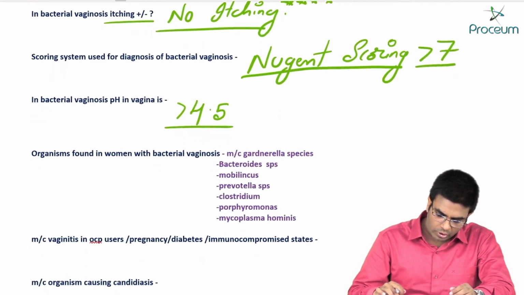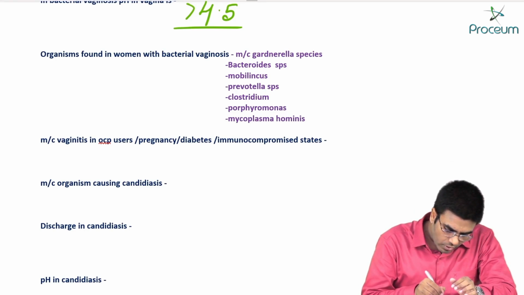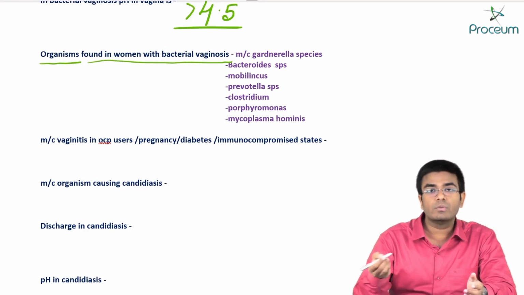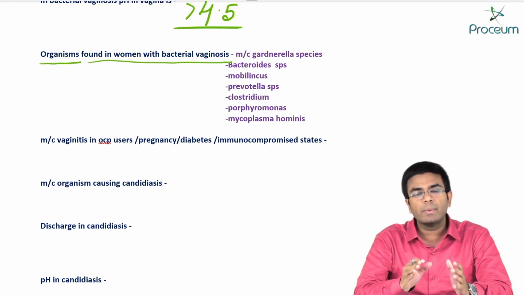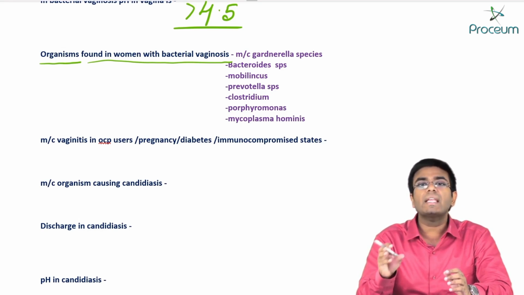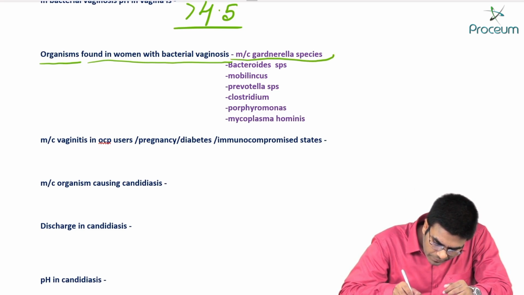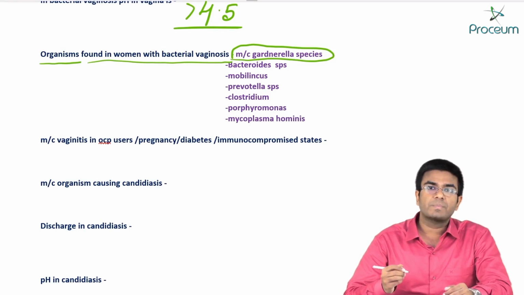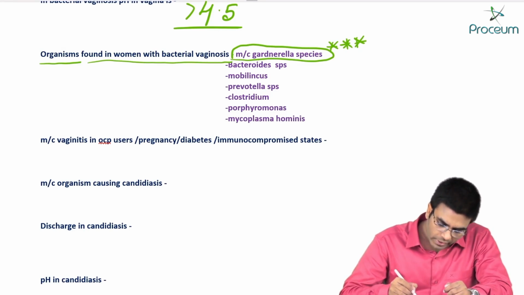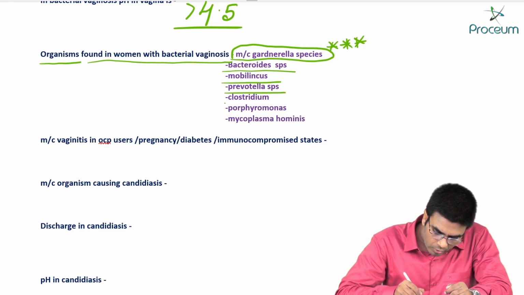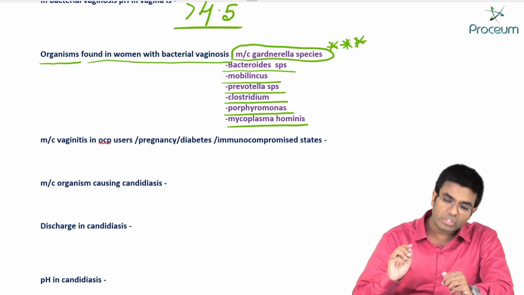Now, this is an MCQ from December 2019 FMGE. Organisms causing bacterial vaginosis. In the vagina, Doderlein's bacilli, or lactobacilli, are the inhabitant bacteria. But if any other bacteria replaces them, that will cause bacterial vaginosis. So what are those abnormal bacteria? The most common organism causing bacterial vaginosis is Gardnerella species. Other than this, you also have to know Bacteroides species, Mobiluncus species, Prevotella, Clostridium, Porphyromonas and Mycoplasma hominis species, which can also cause bacterial vaginosis. Most common is Gardnerella.